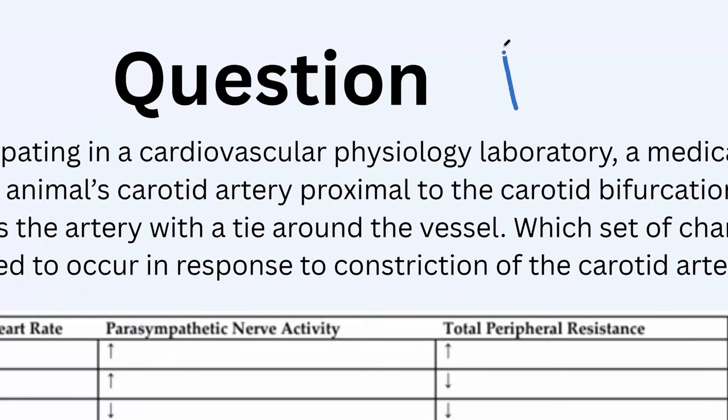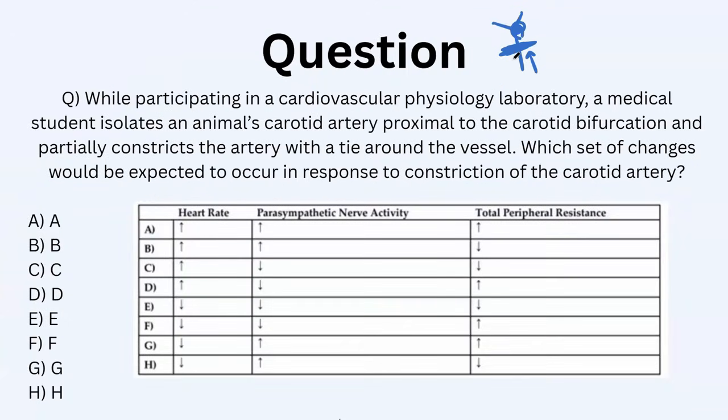So this is the carotid artery, and it's going to bifurcate like this. The baroreceptors are located over here. Remember, if you tie the vessel from here, that means the blood cannot go past this occlusion. Less blood is flowing to the baroreceptors. Now think about it. If there's less blood flow to the baroreceptors, what's going to happen?